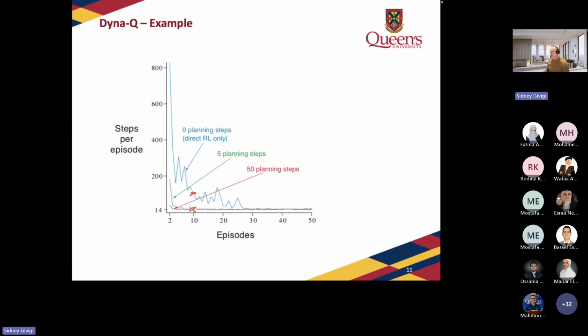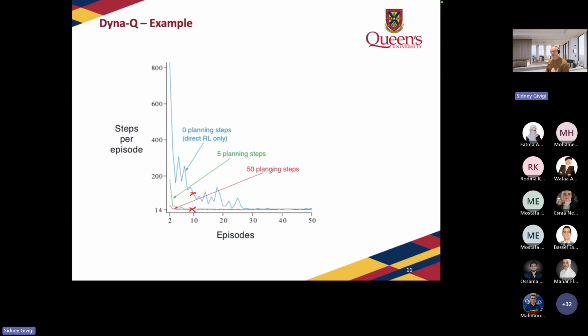This happens because we are able, from that environment, to generate extra information through the model, and then we can actually make this faster. Of course, if you have more planning steps, you would get more out of the interaction with the environment, but at a cost, because this is going to take cycles of your computer as well, and more memory. But it is going to be something that is more beneficial.